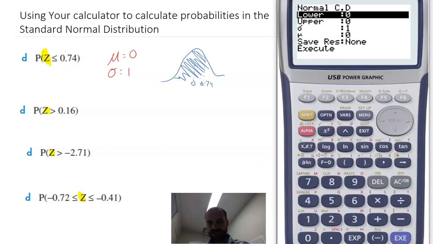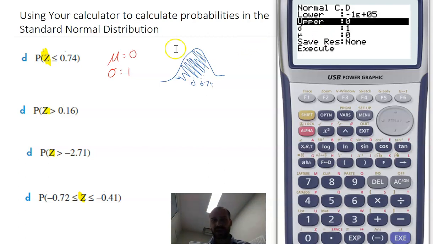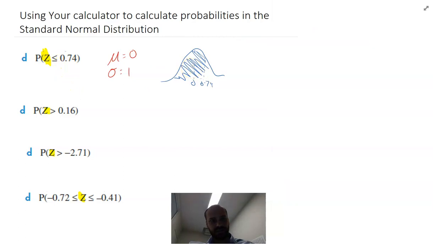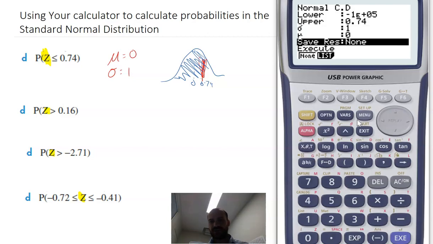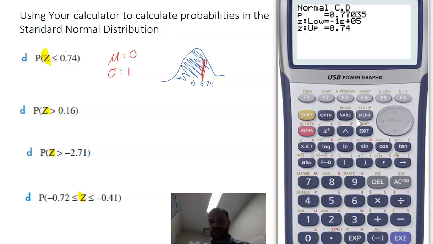So I'm going to enter a lower value, just a really low number, say negative a million, whatever, negative 100,000. An upper value, that's the limit that I've got there, which is 0.74. Type that in. And then I just need to make sure those are right: standard deviation of 1, mean of 0. I can just click execute there, and I'll get a probability of 0.77.